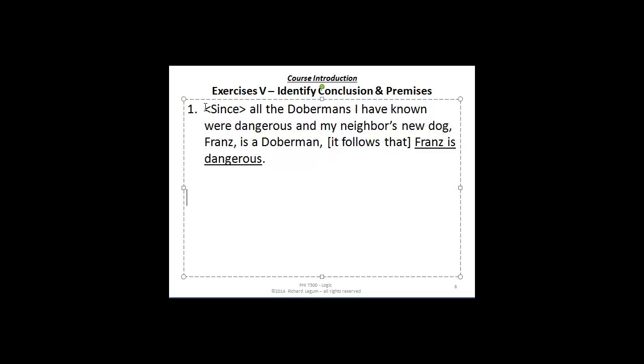Remember, I need a line separating the premises and the conclusion, and then we'll put it there as a conclusion. We're going to have to number this, but we'll get to the numbers after we figure out how many of these things we have. Okay. Now it says, since all Dobermans I have known are dangerous and my neighbor's dog, Franz, is a Doberman, and it comes after a premise indicating word. Remember, that's not foolproof, but it looks like that's a premise.